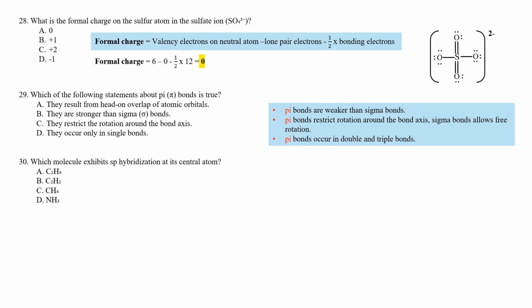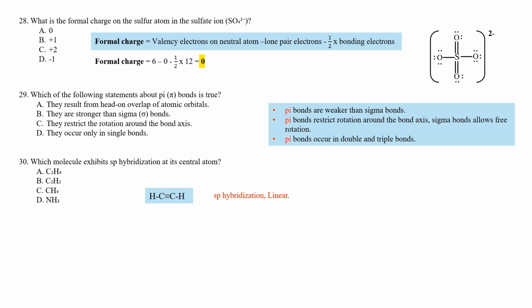Which molecule exhibits sp hybridization? If you draw the Lewis structure for each given answer, C2H4, we call ethylene. It is trigonal planar geometry around one carbon atom, double bond between carbon and carbon. C2H2, acetylene. It is a linear molecule, triple bond between carbon and carbon. Linear geometry is sp hybridized, so each carbon is sp hybridized carbon.